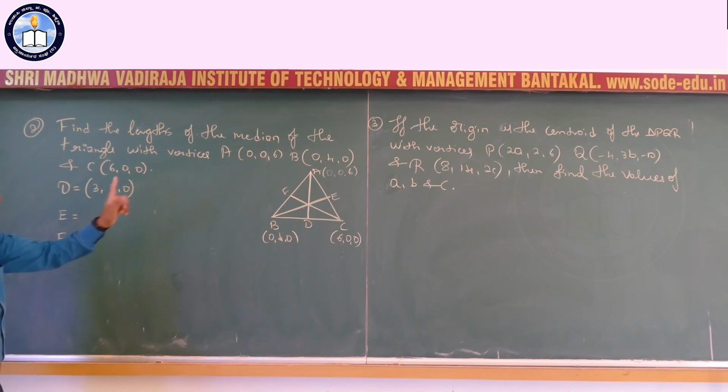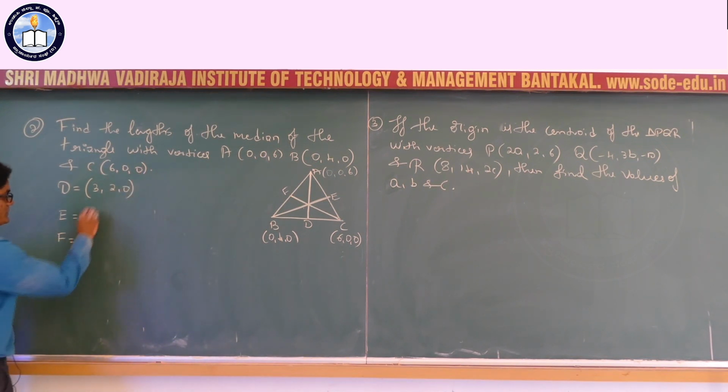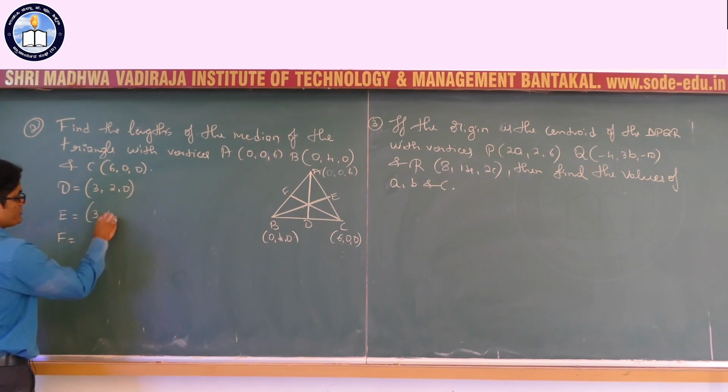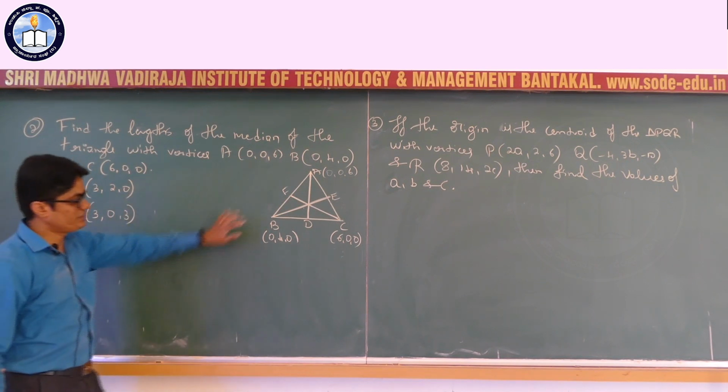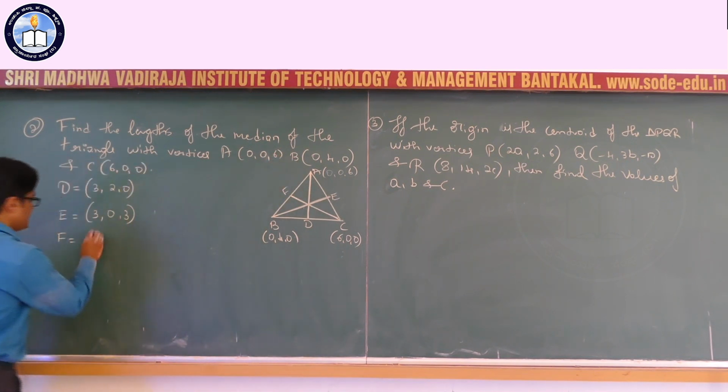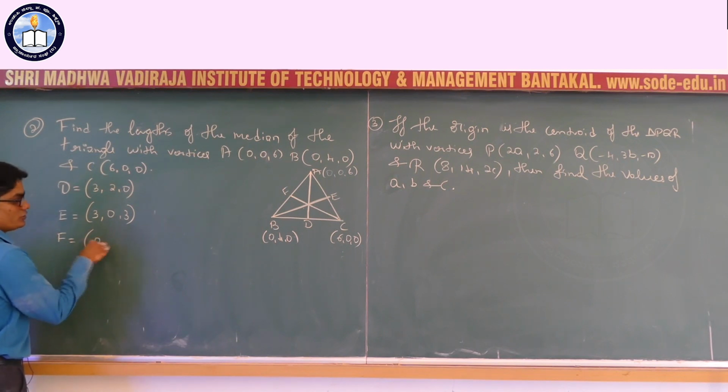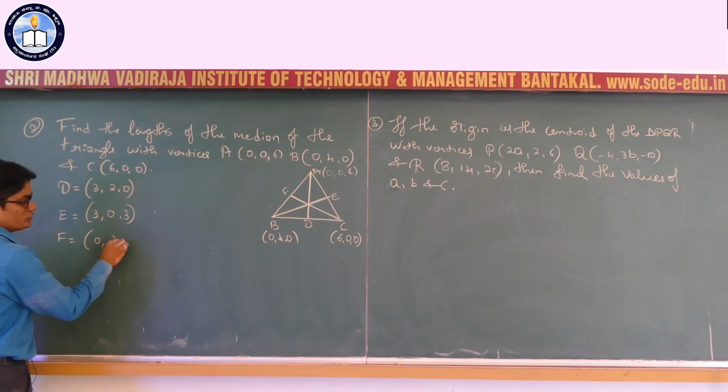What is E? Midpoint of AC. (0 plus 6) by 2, 3; (6 plus 0) by 2, 3; (0 plus 0) by 2, 0. F is the midpoint of BA: (0 plus 0) by 2, 0; (4 plus 0) by 2, 2; (0 plus 6) by 2, 3.